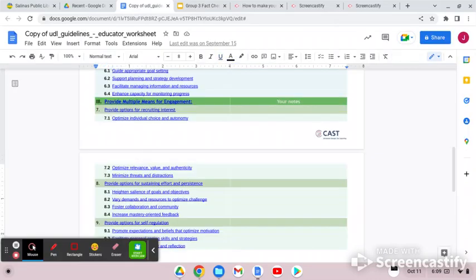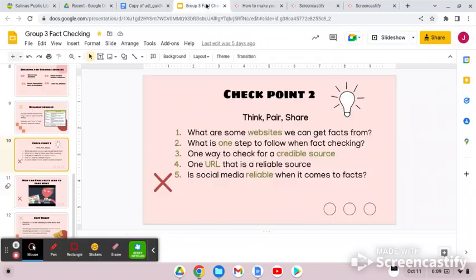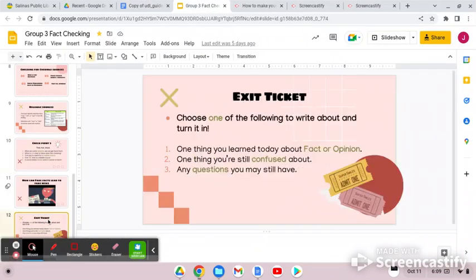We also used 9.3, which is develop self-assessment and reflection. We demonstrated this through our exit ticket. The exit ticket gave the students a chance to show what they learned, some things they still needed help on, and it didn't give them the disadvantage of falling behind whenever they didn't understand a topic.